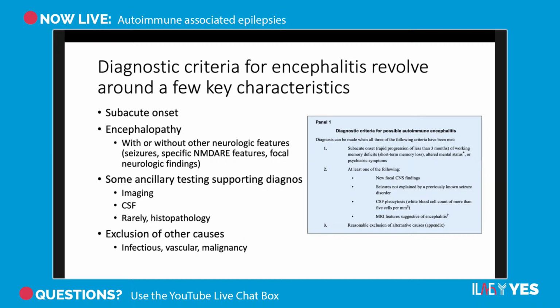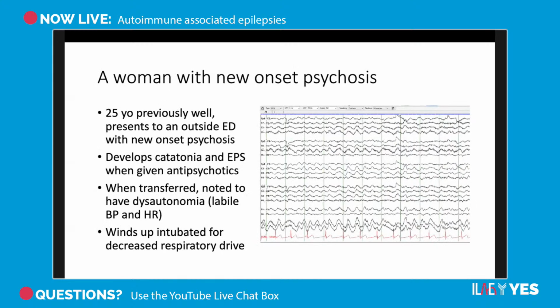In any case, these are the diagnostic criteria for possible autoimmune encephalitis, which I've listed here, which include a constellation of the features that I just listed. So I'm going to start with a typical case, which many of you will right away be able to diagnose.